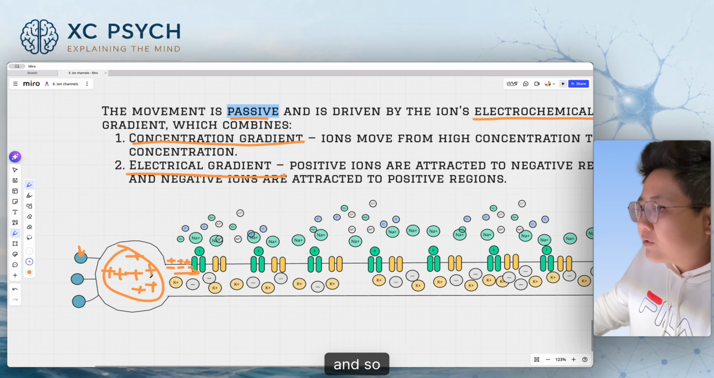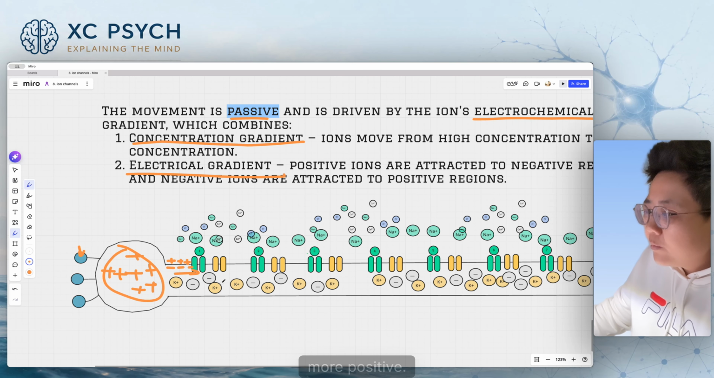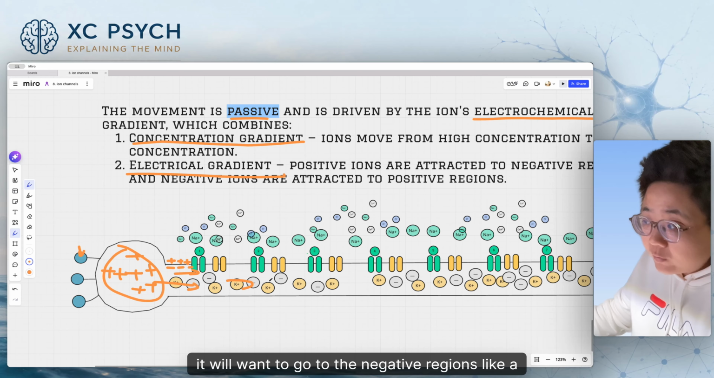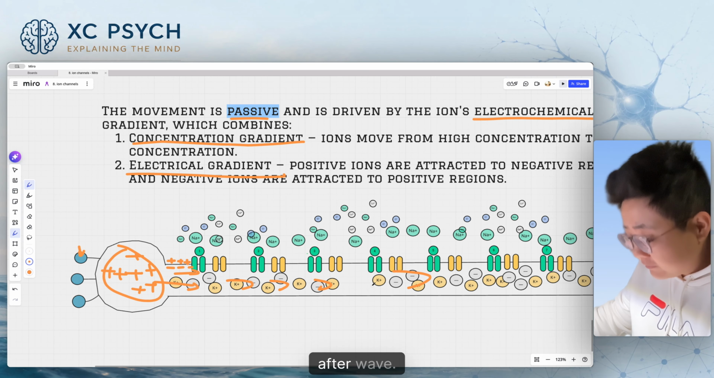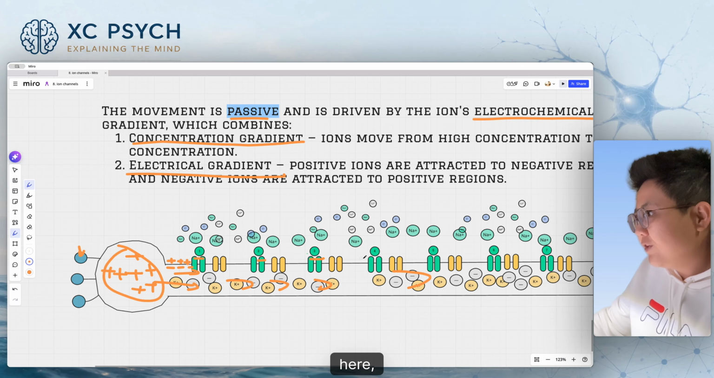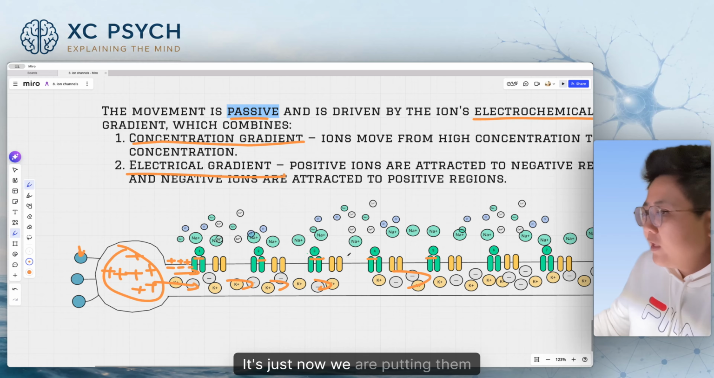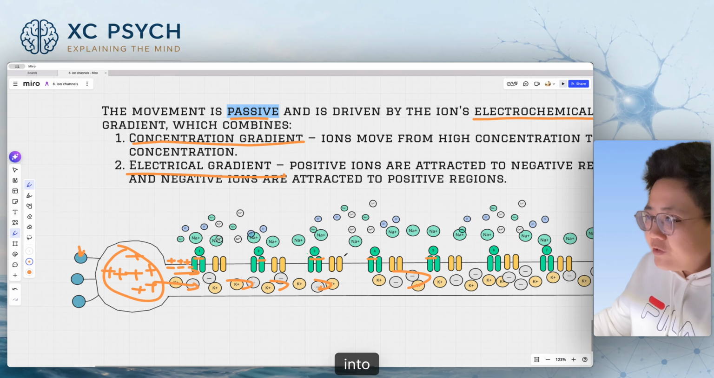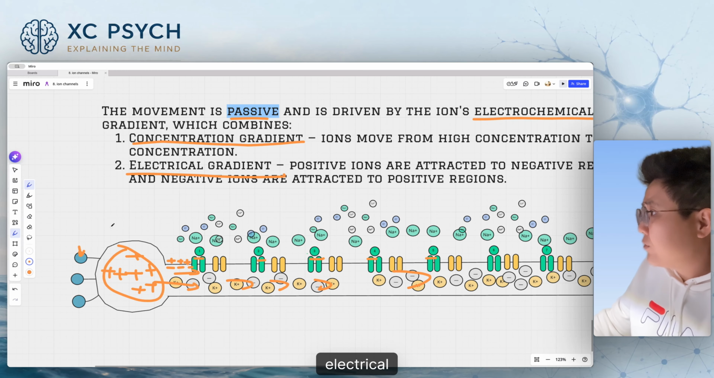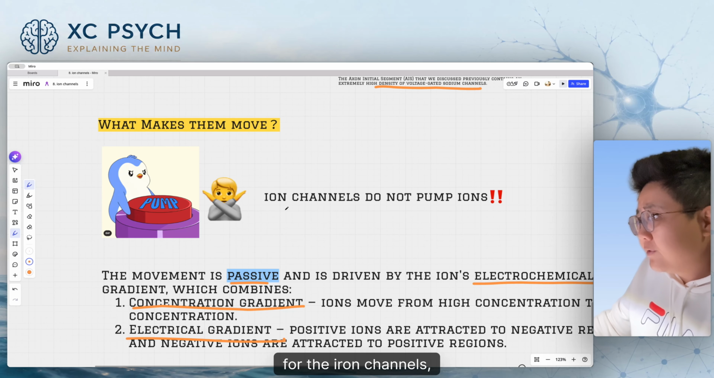And so the electrical gradient, same thing. This one has become more positive. It will want to go to the negative regions like a wave after wave after wave, opening the sodium channels here, here, here, here, and here. And we already know it. It's just that now we are putting them into formal terms: concentration gradient, electrochemical gradient. And just remember, for the ion channels, it is passive.